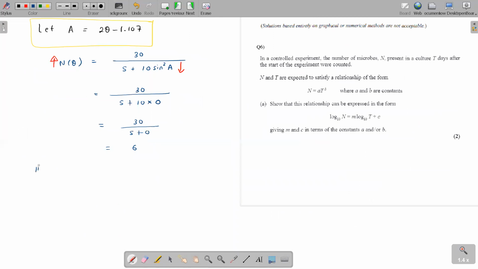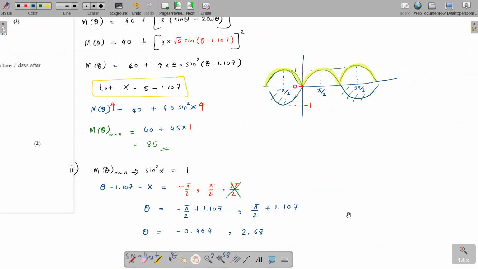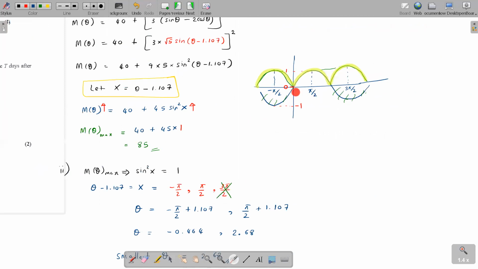So n theta maximum, this is Roman numeral 2, occurs when your sine square function was equal to what? N theta maximum occurs when the sine square function equals 0. So where do you get the sine square function becoming 0? Let's look at the graph. Where do we get 0 for sine square? You can see we get 0 at 0, pi, and again at 2 pi.